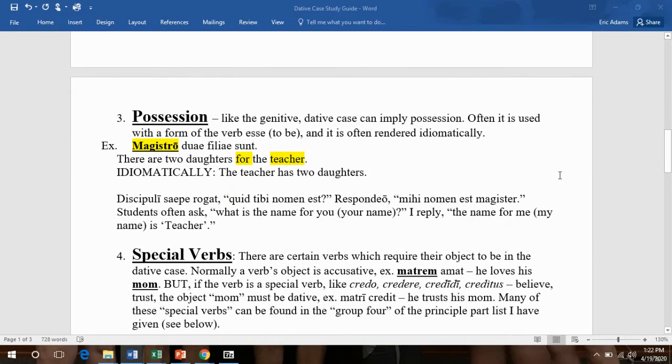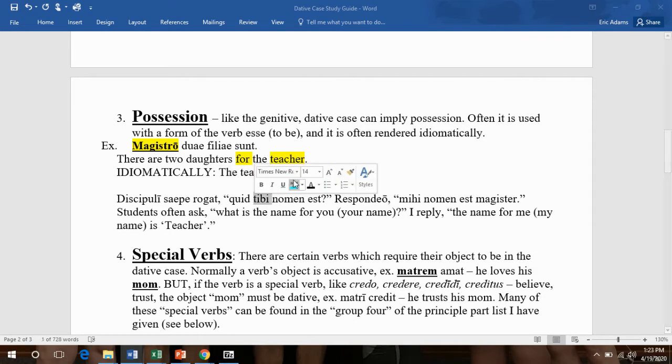The dative can also show possession. So we've seen so far the genitive showing possession, but now we see that the dative can do so as well. And when it does, it is very often used with the verb to be, or esse, and it can also then be rendered idiomatically. So it says here in the example, magistro duae filiae sunt. So you would say literally, there are 2 daughters for the teacher, and thus it shows the possession, what the teacher possesses. But idiomatically, you could say the teacher has 2 daughters.